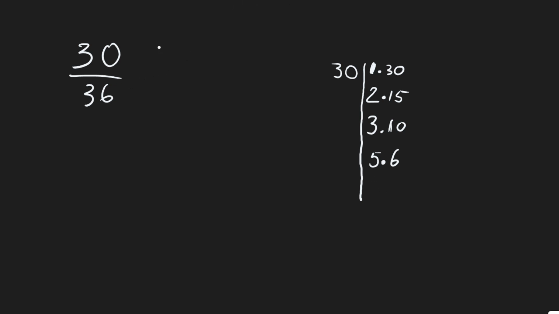So the factors of 30 are as you can see, because I just want to make sure that you understand what's going on here. The factors of 30: 1, 2, 3, 5, 6, 10, 15, and 30. These are the factors of 30. I go and do the same with 36.